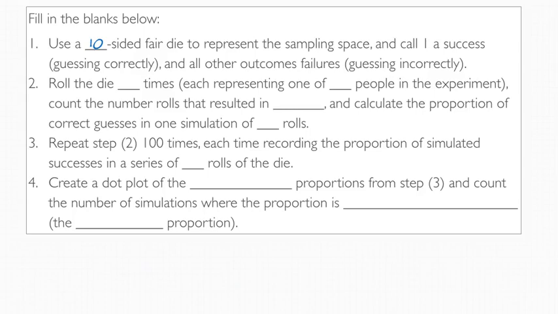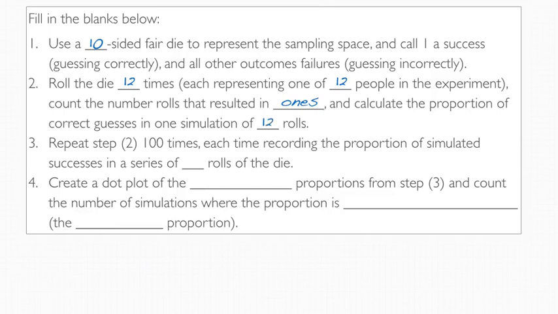Then we want to roll the die blank times, each representing one of blank people in the experiment. We had 12 people in the experiment, so we want to roll the die 12 times, each representing one of 12 people in the experiment. Then we count the number of rolls that resulted in ones, because we had said that that's what we're calling a success, and we calculate the proportion of correct guesses in one simulation of 12 rolls.